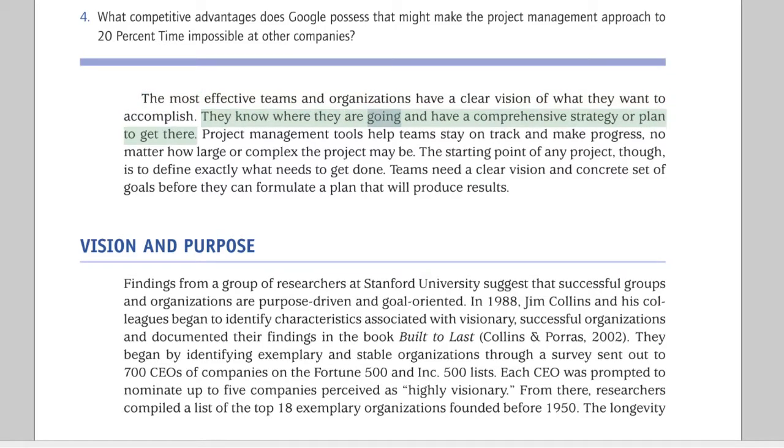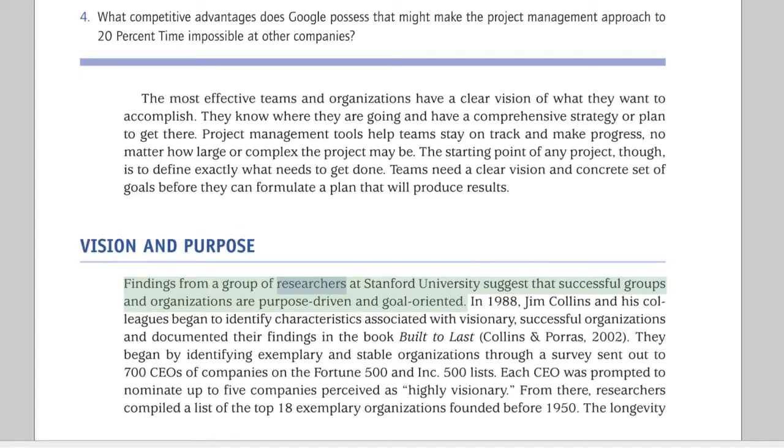The most effective teams and organizations have a clear vision of what they want to accomplish. They know where they are going and have a comprehensive strategy or plan to get there. Project management tools help teams stay on track and make progress, no matter how large or complex the project may be. The starting point of any project, though, is to define exactly what needs to get done. Teams need a clear vision and concrete set of goals before they can formulate a plan that will produce results. Vision and purpose.